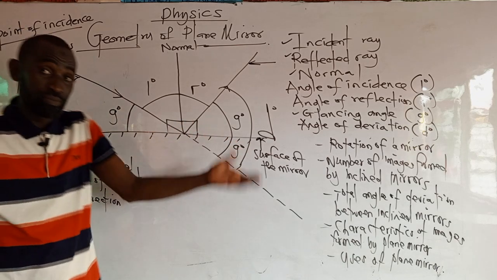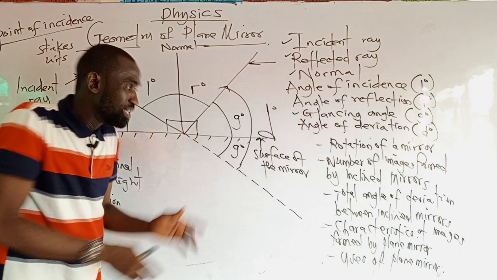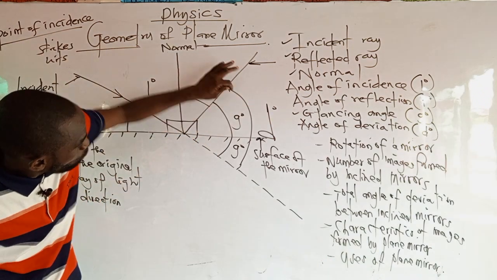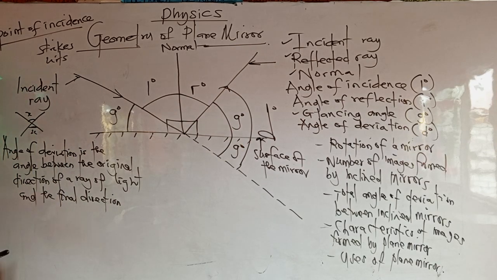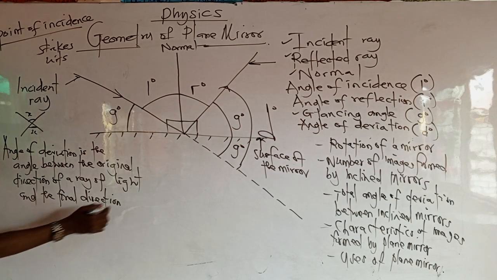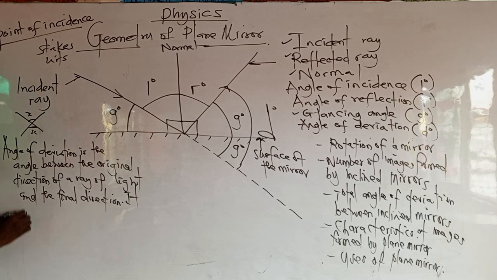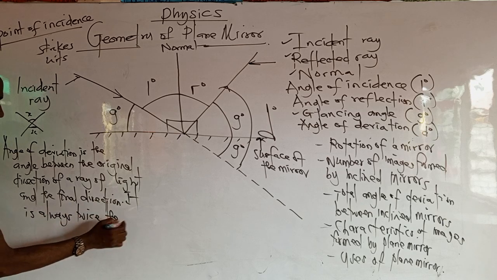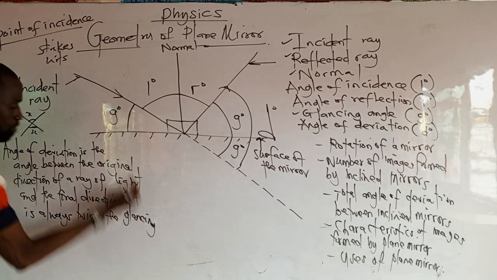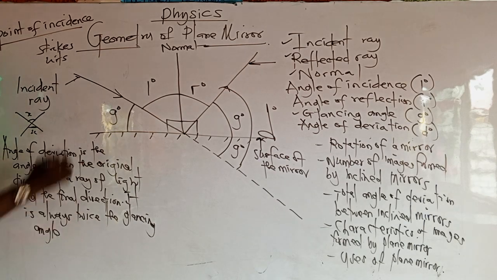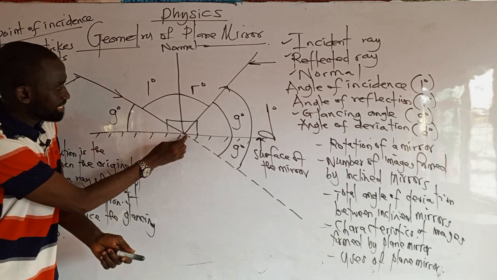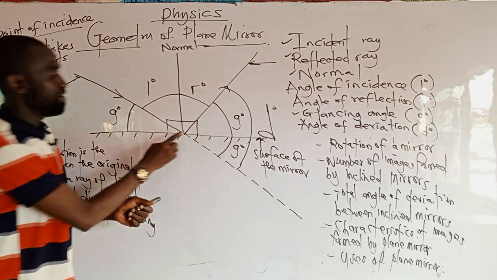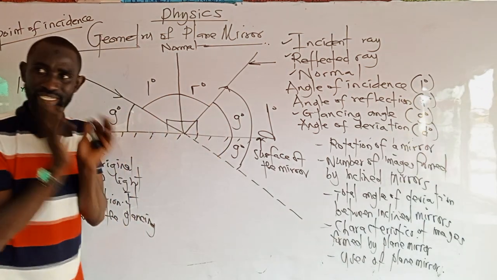You can see the diagram. That was the reason why I had to put this diagram down. This D covers from here to here, and we see 2G here. So we can say our D is G plus G. This angle is always twice the glancing angle. Glancing angle is the angle formed between the incident ray and the surface of the mirror, or the reflected ray and the surface of the mirror. That's what we call glancing angle.